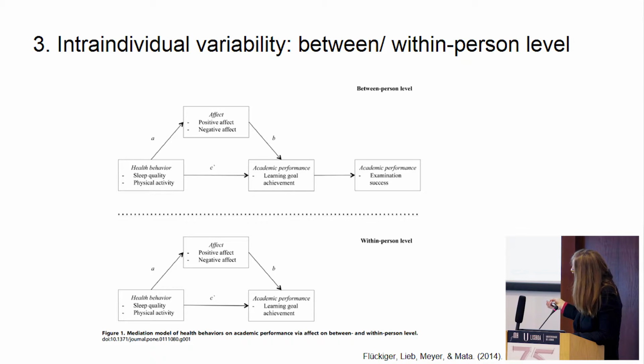On a within-person level, we could show that on days on which participants were more active than usual, so again, they are their own comparison standard, they had higher positive affect and lower negative affect, and that this affected their learning goal achievement. So here, it's a small difference, but there's a difference on the within-person level. We would not have learned about the negative affect as mediator if we had only looked at the between-person level, and there's something that this doesn't tell us.